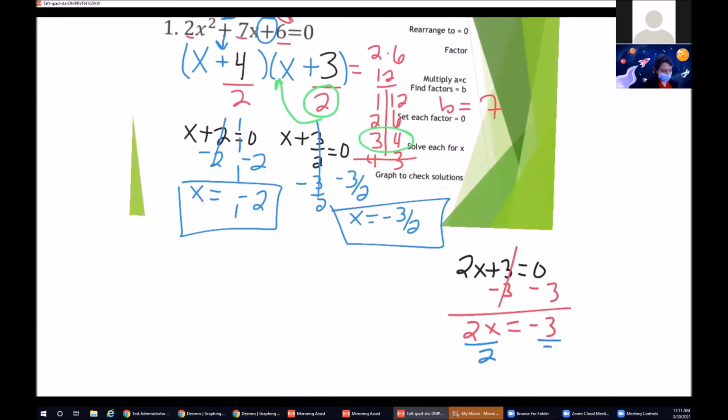divide by 2. Now, when we do that, does that change our answer right here? It's still the same answer, right? So nothing changes. So only do this if they give it to you like this. You're going to add or subtract and then divide. But if you're factoring it, just leave it as a fraction and then move it to the other side. Okay? Next one.